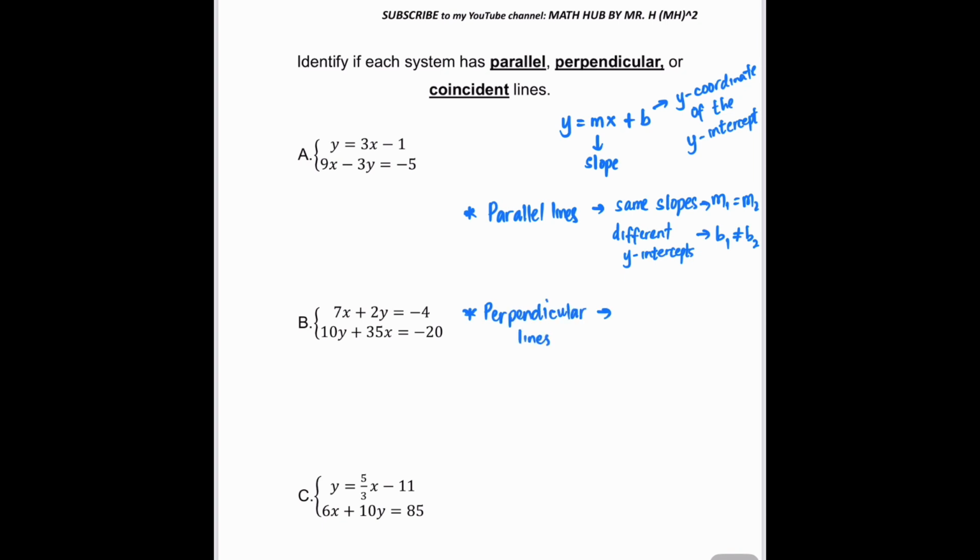And for perpendicular lines, in terms of their slopes, perpendicular lines will have negative reciprocal slopes, or the slope of the first line will be equal to negative 1 divided by the slope of the second line. For perpendicular lines, the b values won't matter.